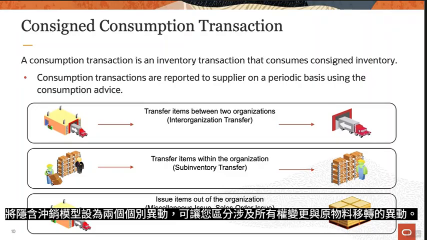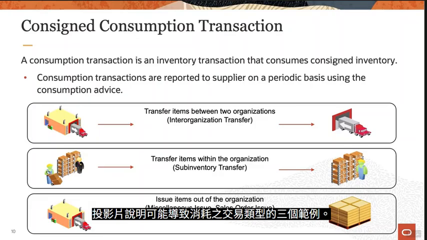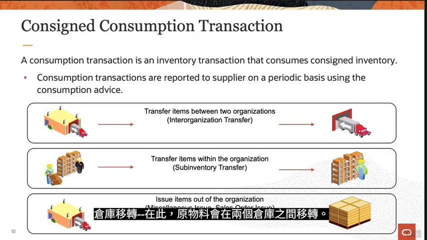of material. Inventory consumption rules are defined to automatically consume material based on certain criteria, such as transaction type, item, supplier, and material location. The slide depicts three examples of transaction types that can result in consumption. Inter-organization transfer: this is when material is transferred between two inventory organizations. Sub-inventory transfer: here, material is transferred between two sub-inventories. And miscellaneous issue: material issues out of the inventory organization.